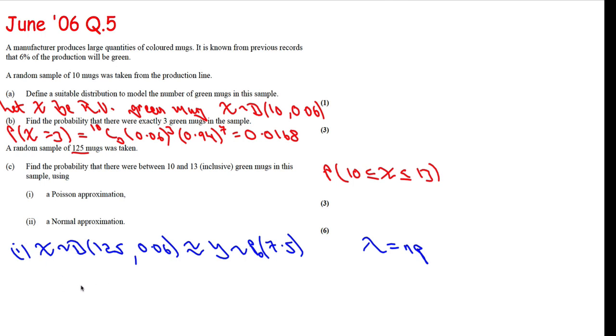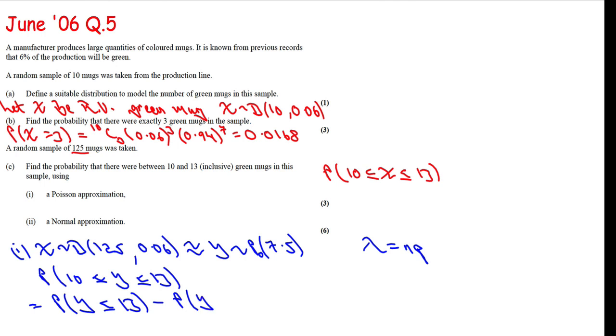We're looking for the probability that 10 is less than or equal to y, which is less than or equal to 13, which is equal to the probability that y is less than or equal to 13, subtract the probability that y is less than or equal to 9. That's because this is a discrete random variable and a discrete distribution.